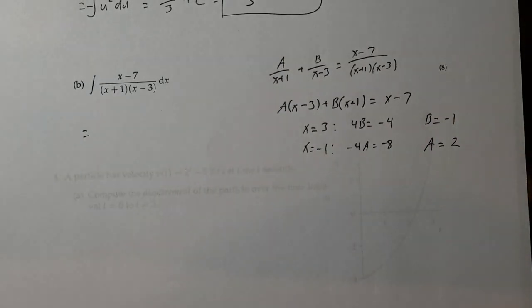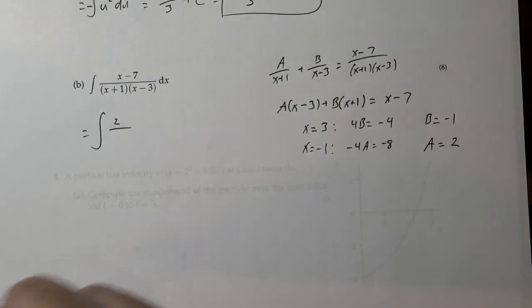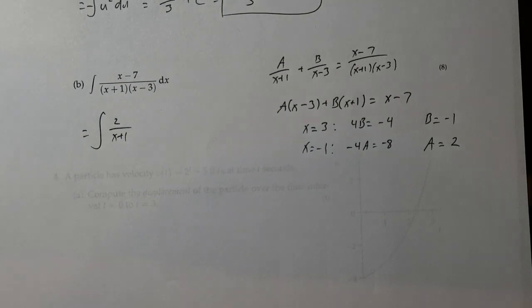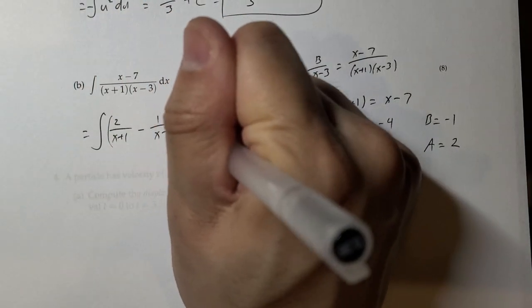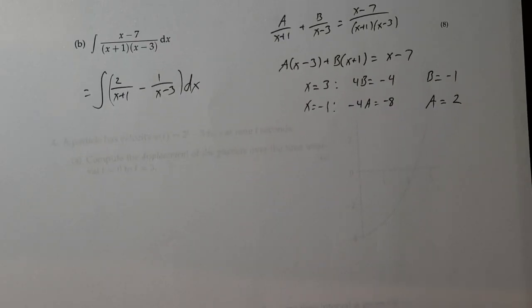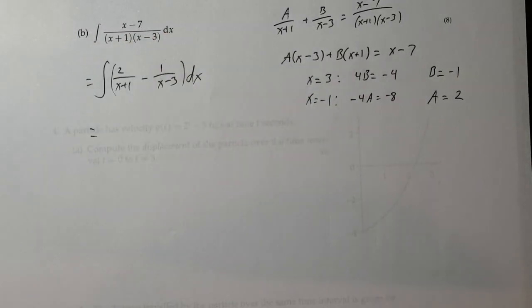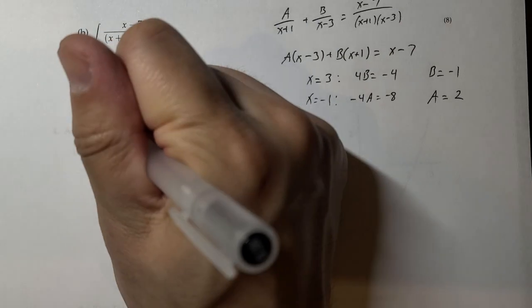Okay. So we can rewrite this as the partial fractions: 2 over x plus 1 minus 1 over x minus 3, dx. Okay, so this is easy. They're just both logs.